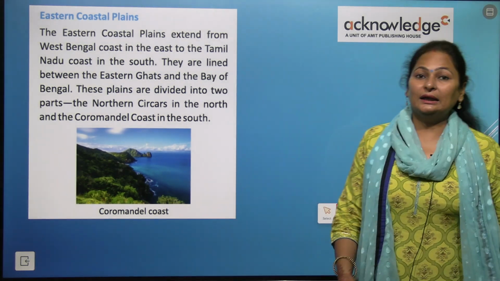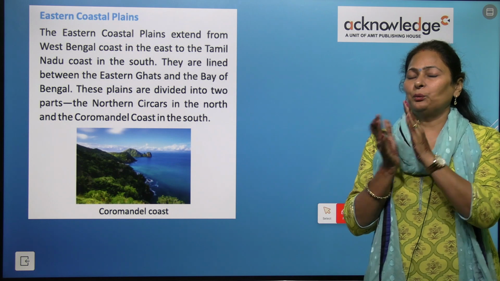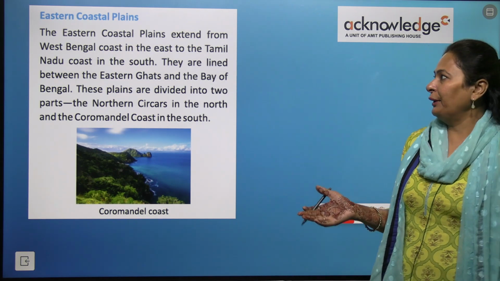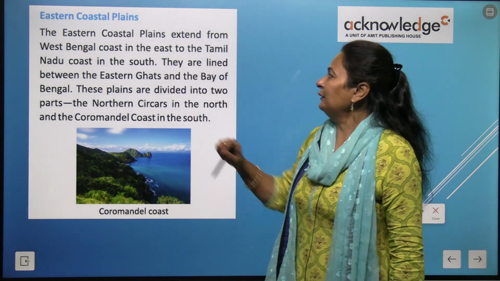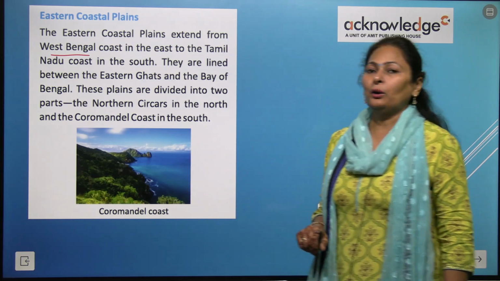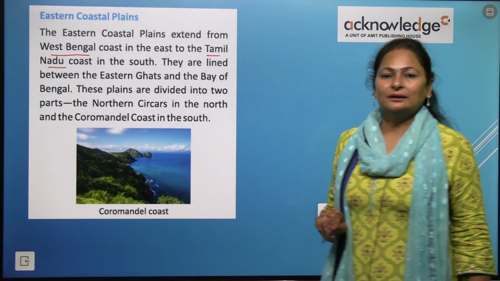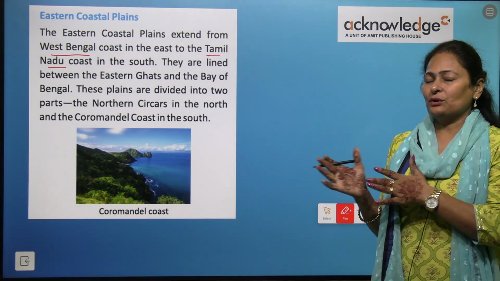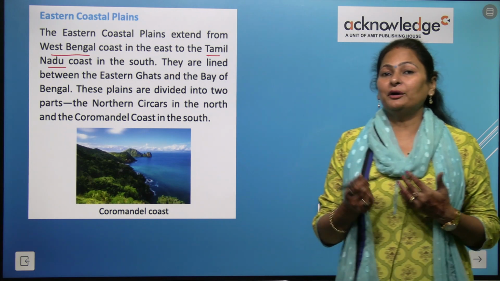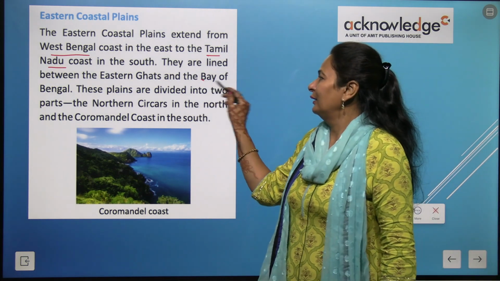Let's start with the eastern coastal plains. Eastern coastal plains lie between the Eastern Ghats and the Bay of Bengal, right? And it stretches from West Bengal to Tamil Nadu. It extends from West Bengal to Tamil Nadu. They lie between the Eastern Ghats and the Bay of Bengal.